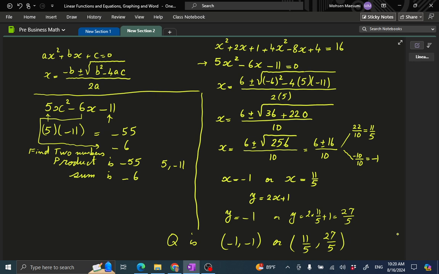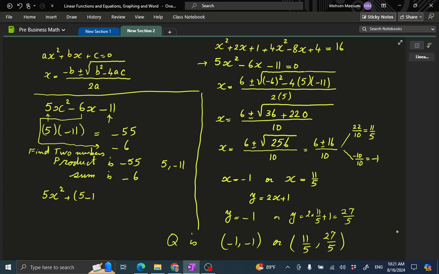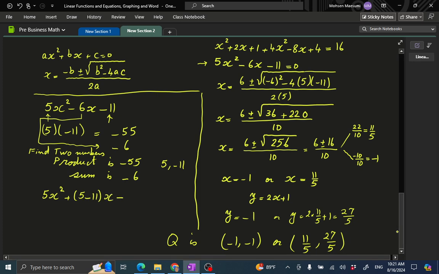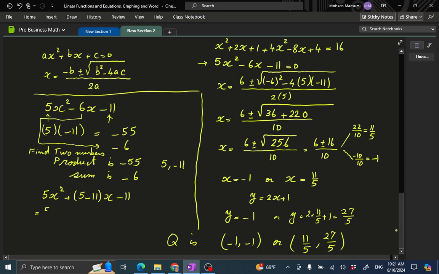Then what? Then we write that expression, 5x squared, and instead of minus 6x, I write it as 5 minus 11 times x. You might ask, why do you do that? Well, first of all, 5 minus 11 is minus 6, so we haven't changed anything. Now I take that and break it up: 5x squared plus 5x minus 11x minus 11.